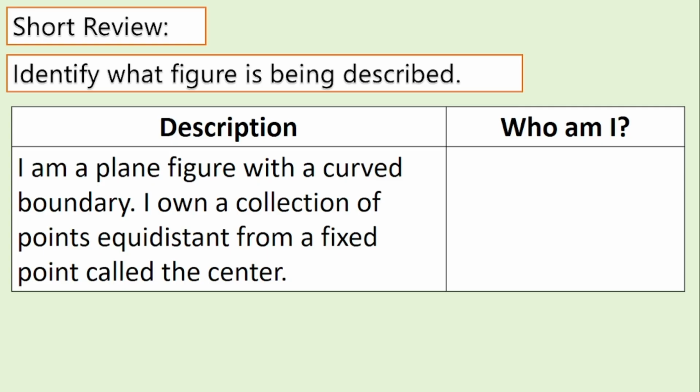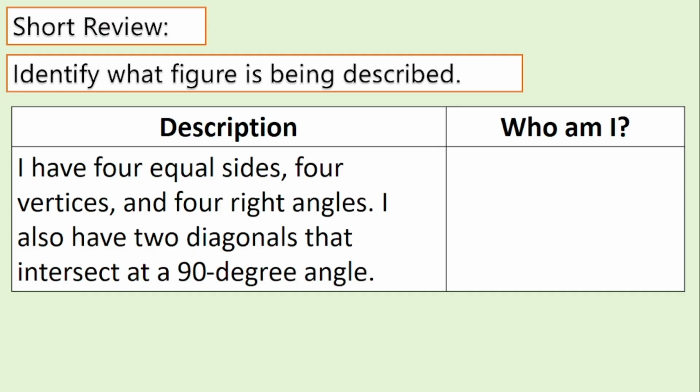I am a plane figure with a curved boundary. I own a collection of points equidistant from a fixed point called the center. Who am I? Circle. I have 4 equal sides, 4 vertices, and 4 right angles. I also have 2 diagonals that intersect at a 90-degree angle. Who am I? Square.